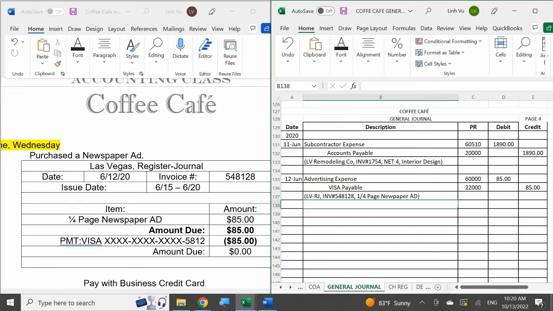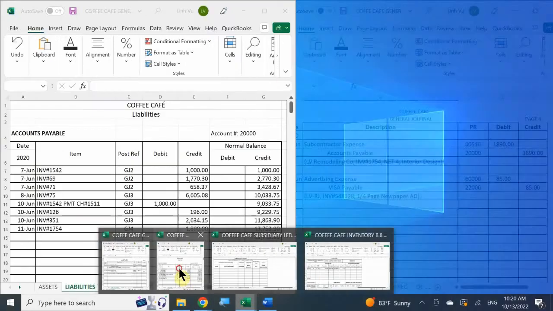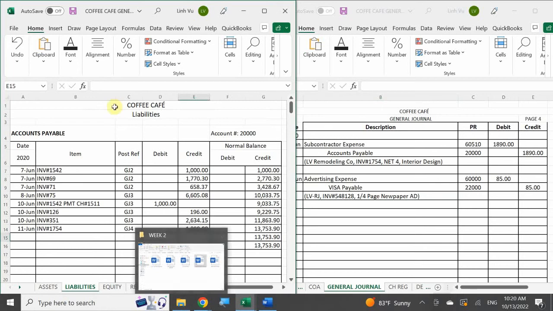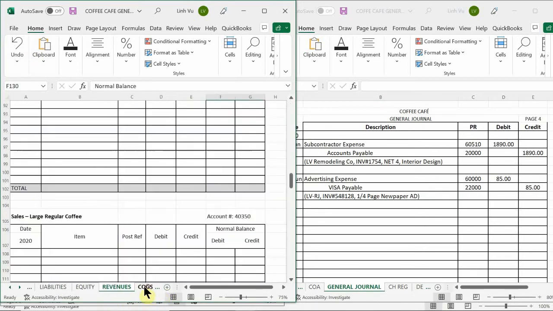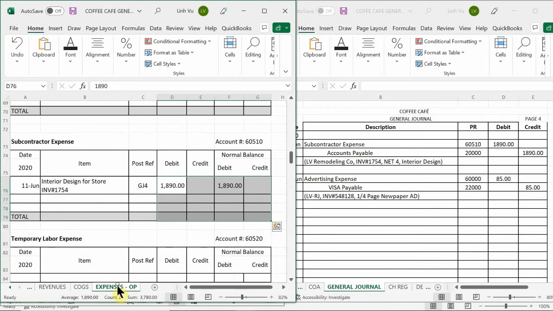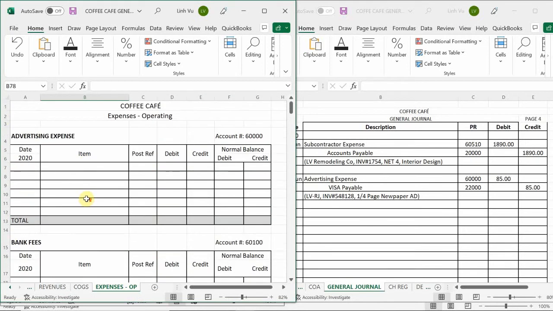So now that my journal's done, I need to go and update my ledger because now I charged my credit card for the first time. So I need to create my account balance for my credit card. Okay. So let's start with the advertising expense first.